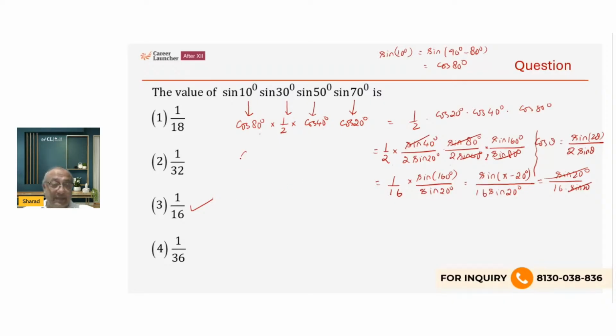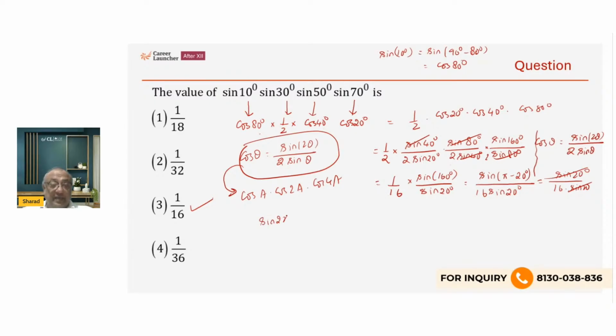And a wonderful technique. What is that? Any cos of an angle is sine double of that angle upon 2 times sine of that angle. When do we use this version of the formula? When I have angles like cos A multiplied with cos 2A multiplied with cos 4A. So you can write in your notes, these are the formulas.